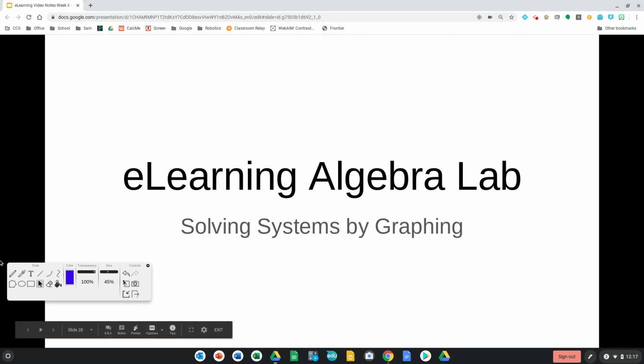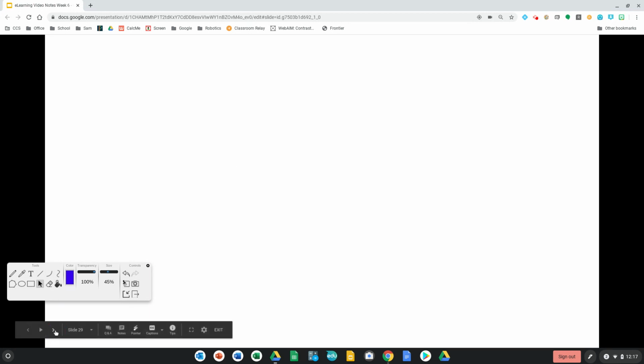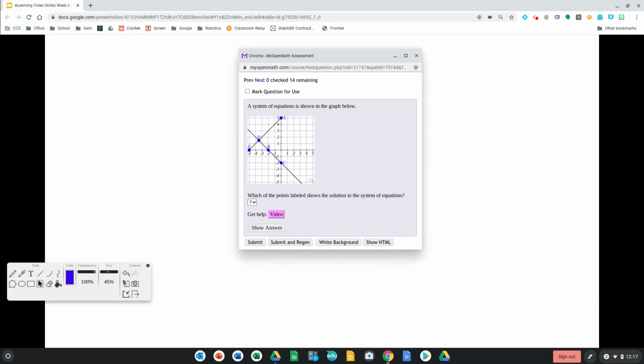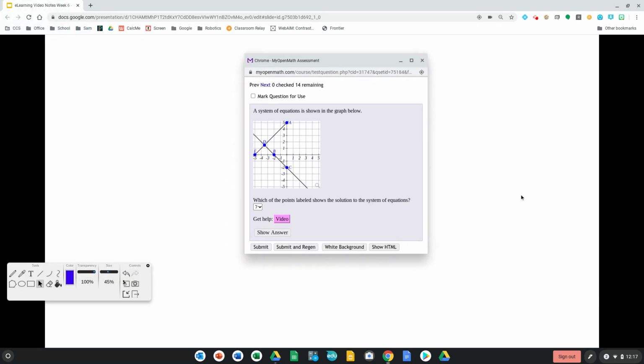And so remember, to solve a system of equations by graphing, what you're going to do is graph the lines and figure out where they cross. And so the first problems that you're doing on My Open Math today, the equations have already been graphed for you. You just have to identify which is the solution to that system of equations. And so remember, the solution to that system of equations is where those lines cross. So which point would you want to select here as the solution to this system of equations?